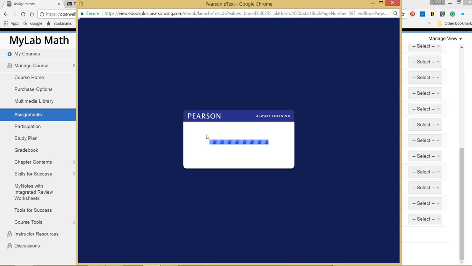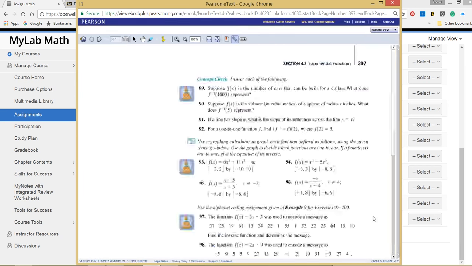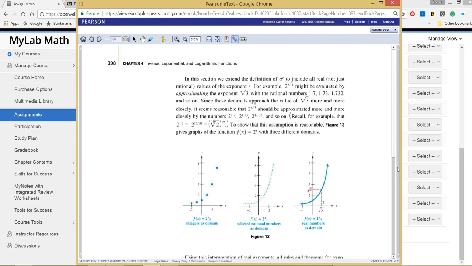I tried to preload it before starting the video recording because it does take a few seconds to get going, and then find your place.